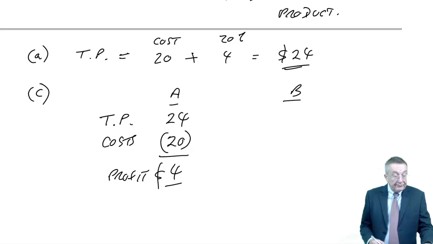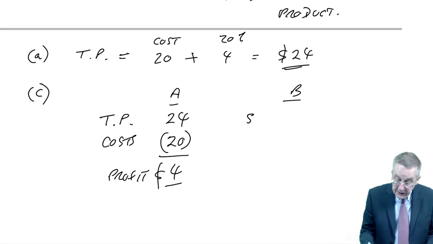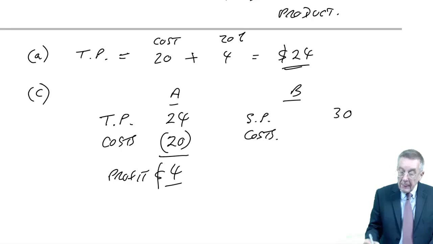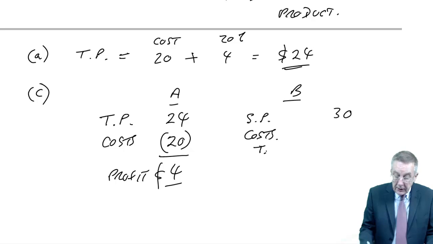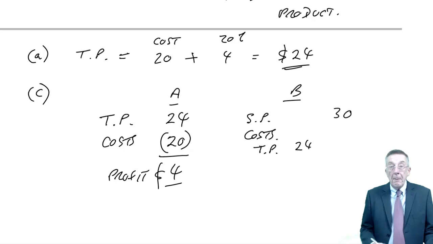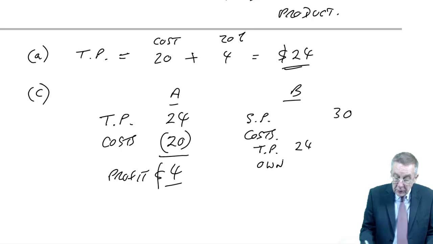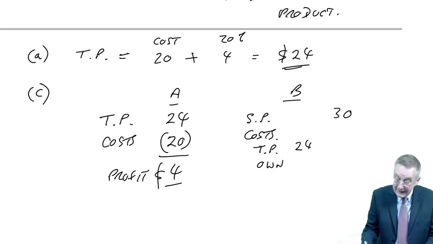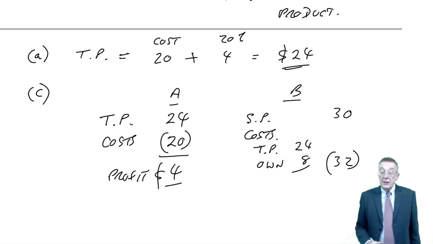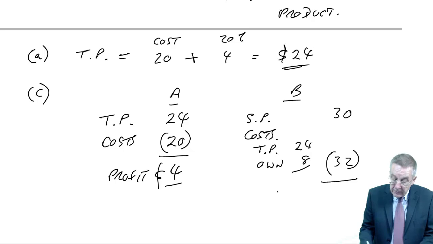What about B? B is selling at a selling price of 30. The costs they'll report, well, they're having to buy the goods effectively from A at the transfer price of 24. They've then got their own costs of finishing the goods, of packing them, of 8. So in total costs of 32 a unit. They'll report a loss of $2.